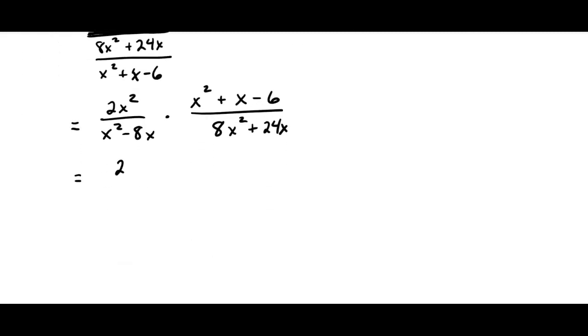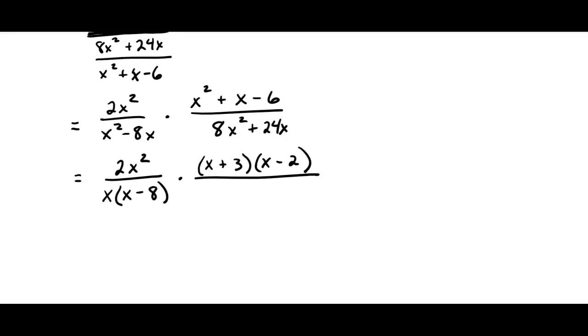Now it's a multiplication problem. Now that 2x squared, hopefully we'll get to talk about that a little bit. In the denominator, I'm going to factor out an x. It's not a trinomial. So I get x times x minus 8. The numerator on the second rational expression, that's a trinomial. It does factor: x plus 3 and x minus 2.